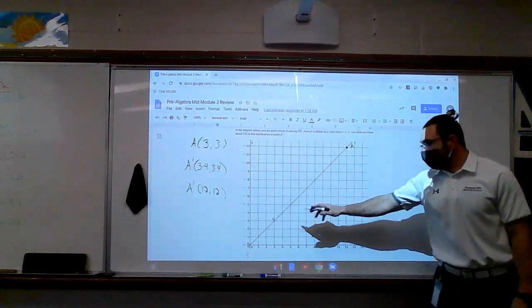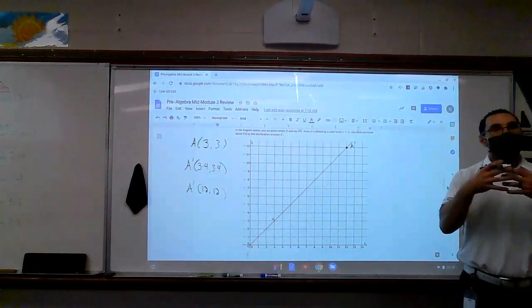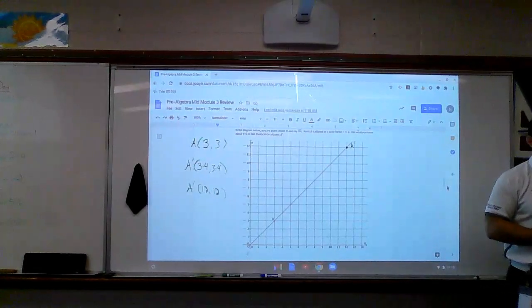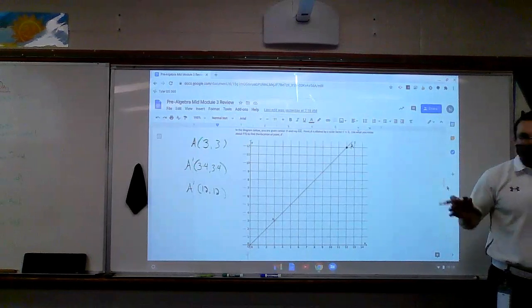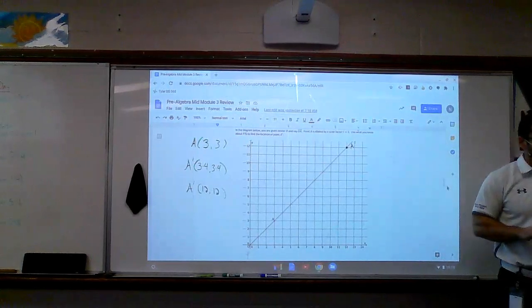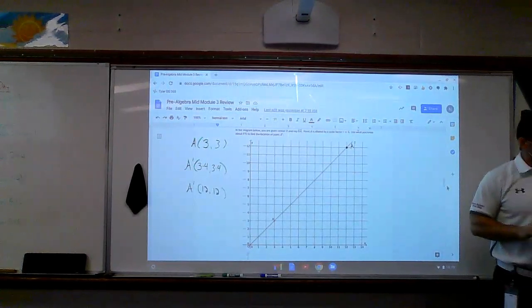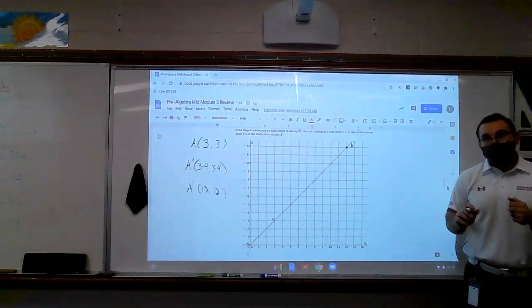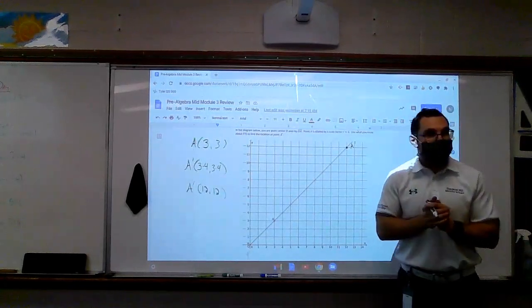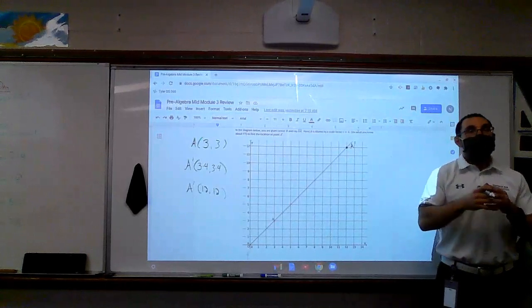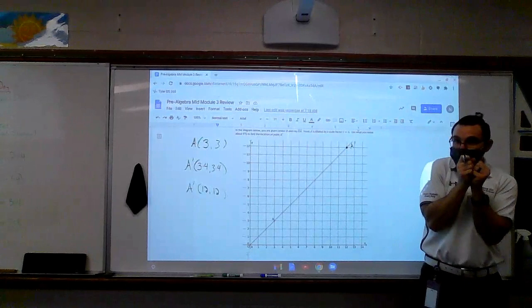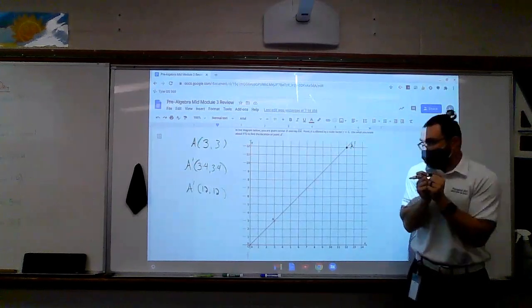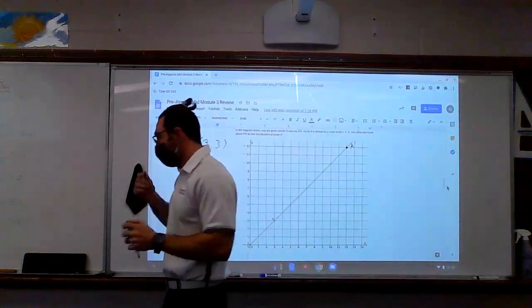My question is, does this make sense that A prime is farther away from the origin? Why should A prime be farther away? What in this problem tells me that it should be farther away? Cody. The scale factor is larger than 1. The scale factor is larger than 1, which means it is an what? An enlargement. The previous one got closer to the origin because it was a reduction. Question still.